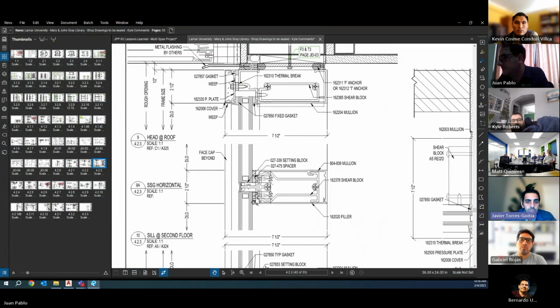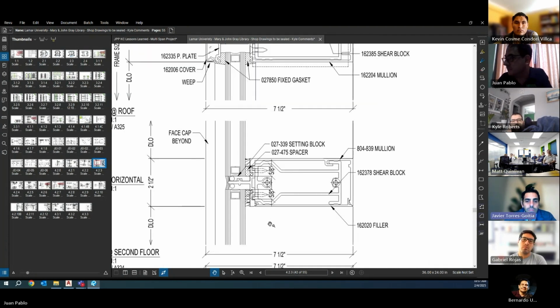This one. What's our issue there? Are you referring to the sealant?